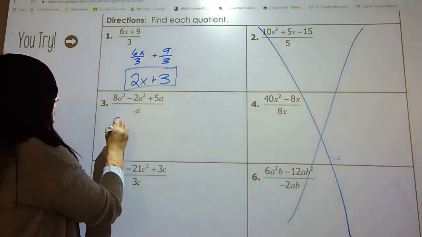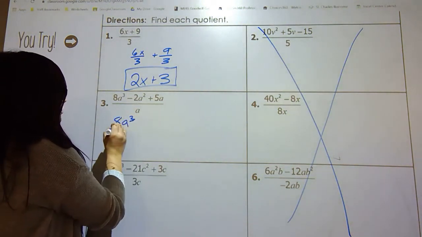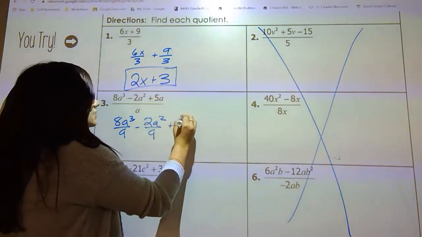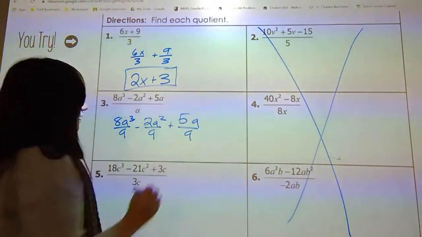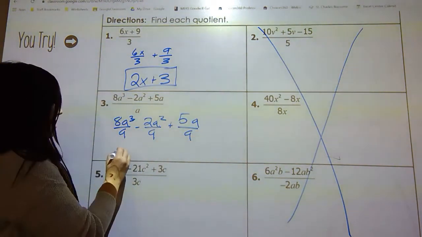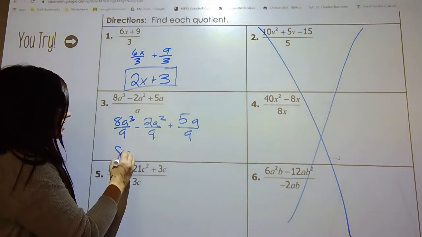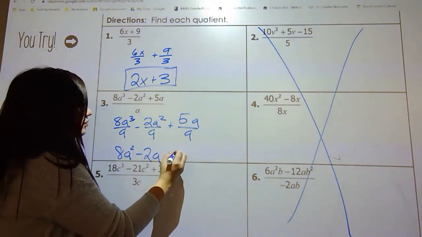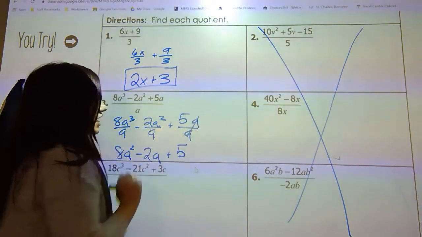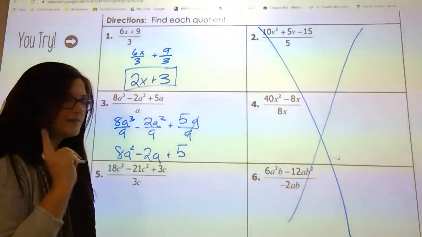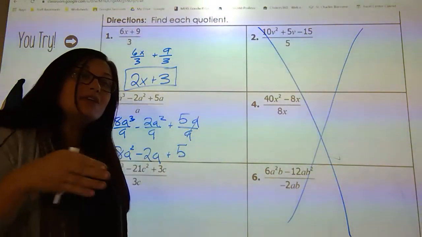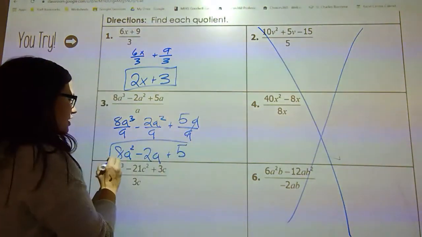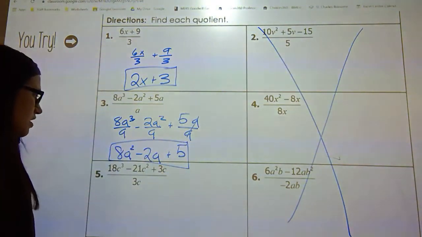So I have 8a cubed divided by a minus 2a squared divided by a plus 5a divided by a. And so what's that gonna give me? I have 8a cubed divided by a is a squared. 2a squared divided by a is a, plus 5. And since those a's are just equal to 1, and 5 times 1 is 5, I don't need to write the 1 because it's a factor, okay? A factor of 1 doesn't change anything.